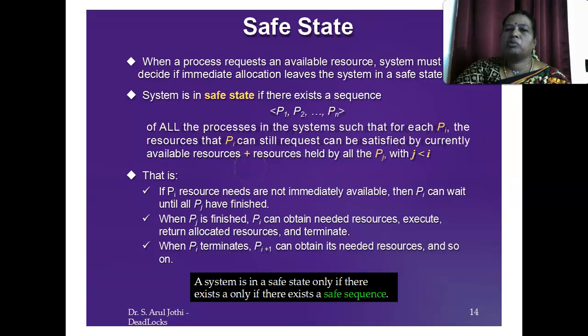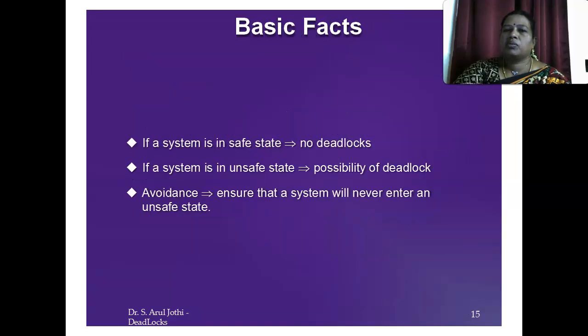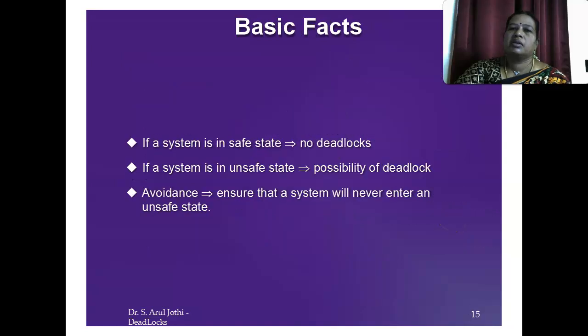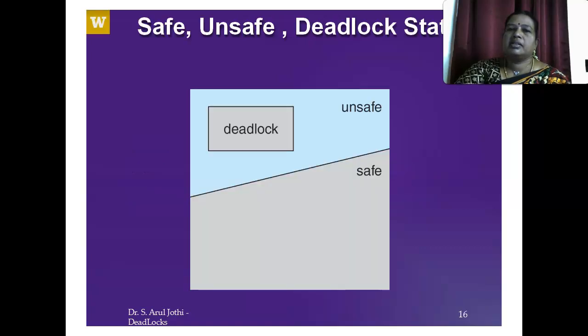So there are two types of states: one is the safe state and the other is the unsafe state. The system is in a safe state only if there exists a safe sequence. So any process that is requesting a resource should not be assigned one held by another process; then it will be in the safe state. A deadlock will occur only in the unsafe state. So these are the 2 states.